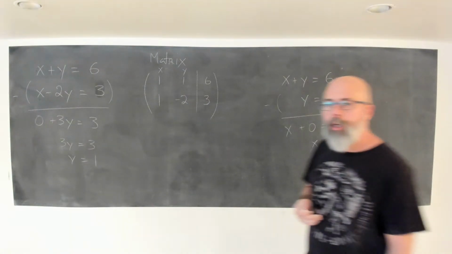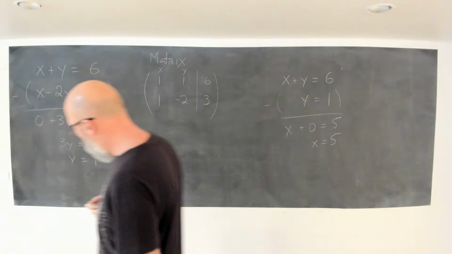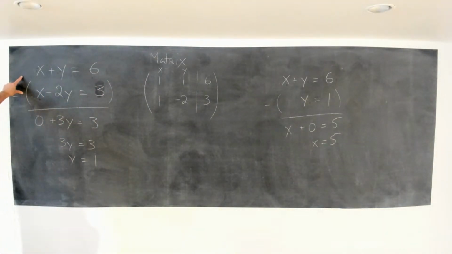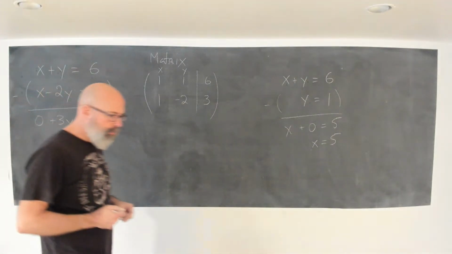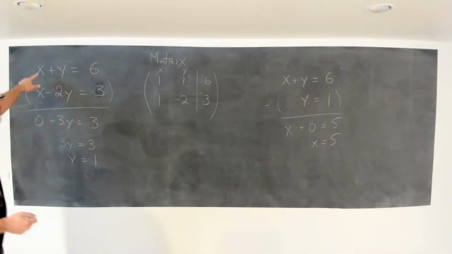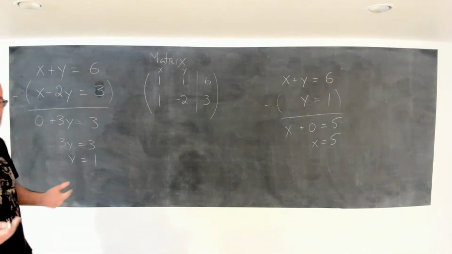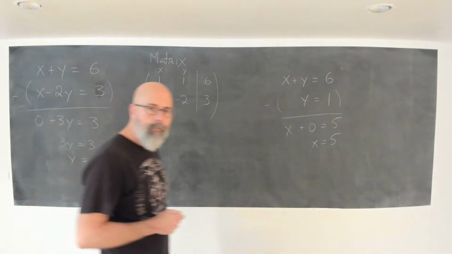What can we do to a system of equations which will not affect the solution? Well, here we were adding or subtracting a multiple of one row from another.